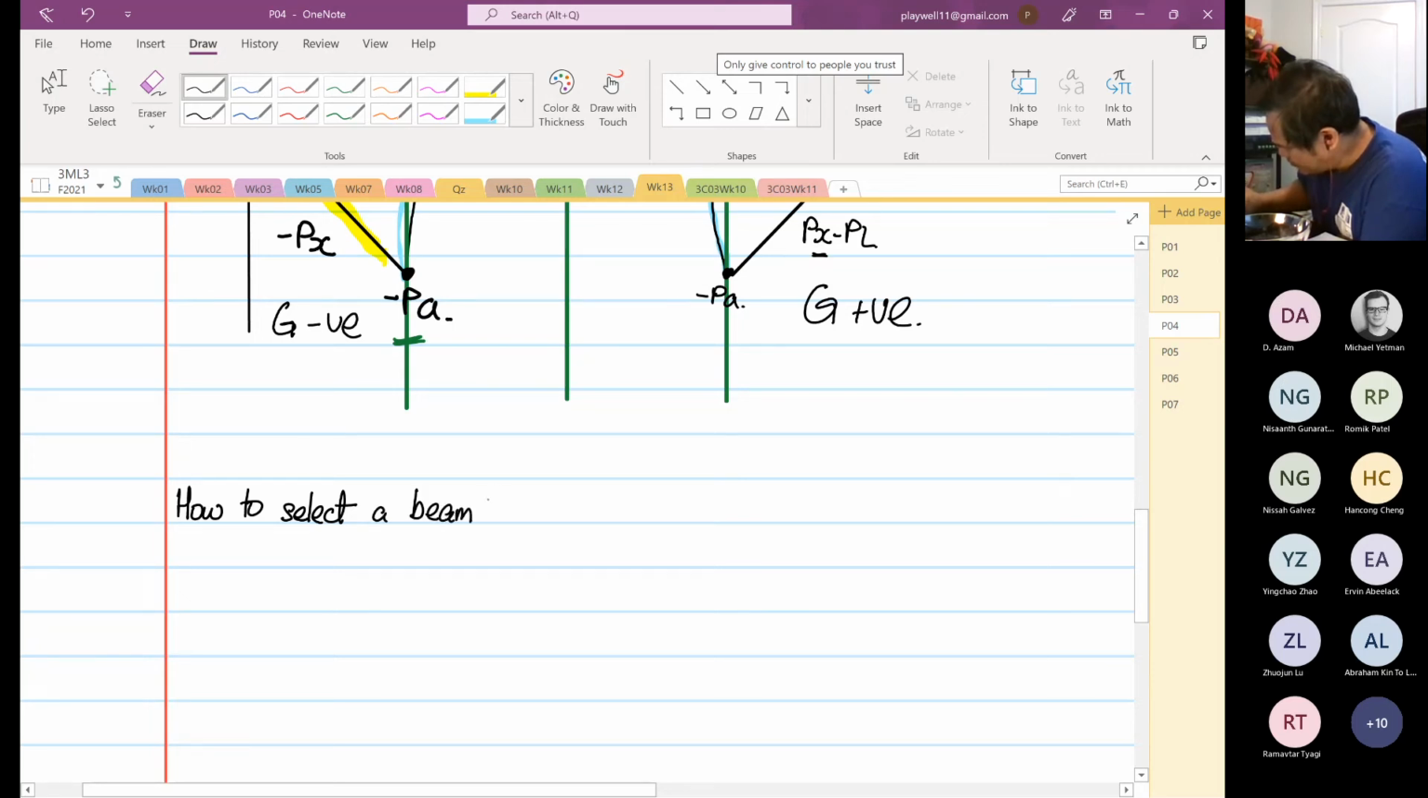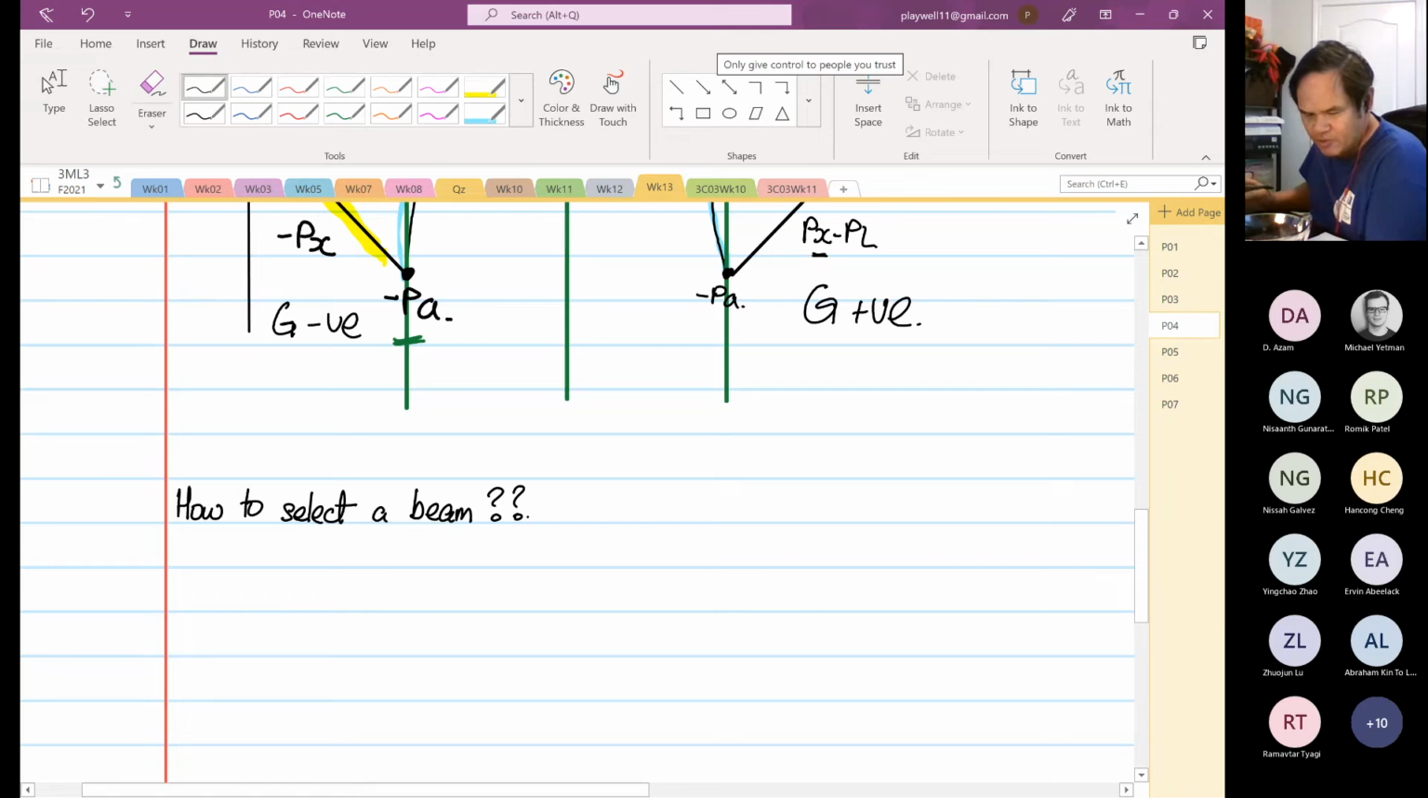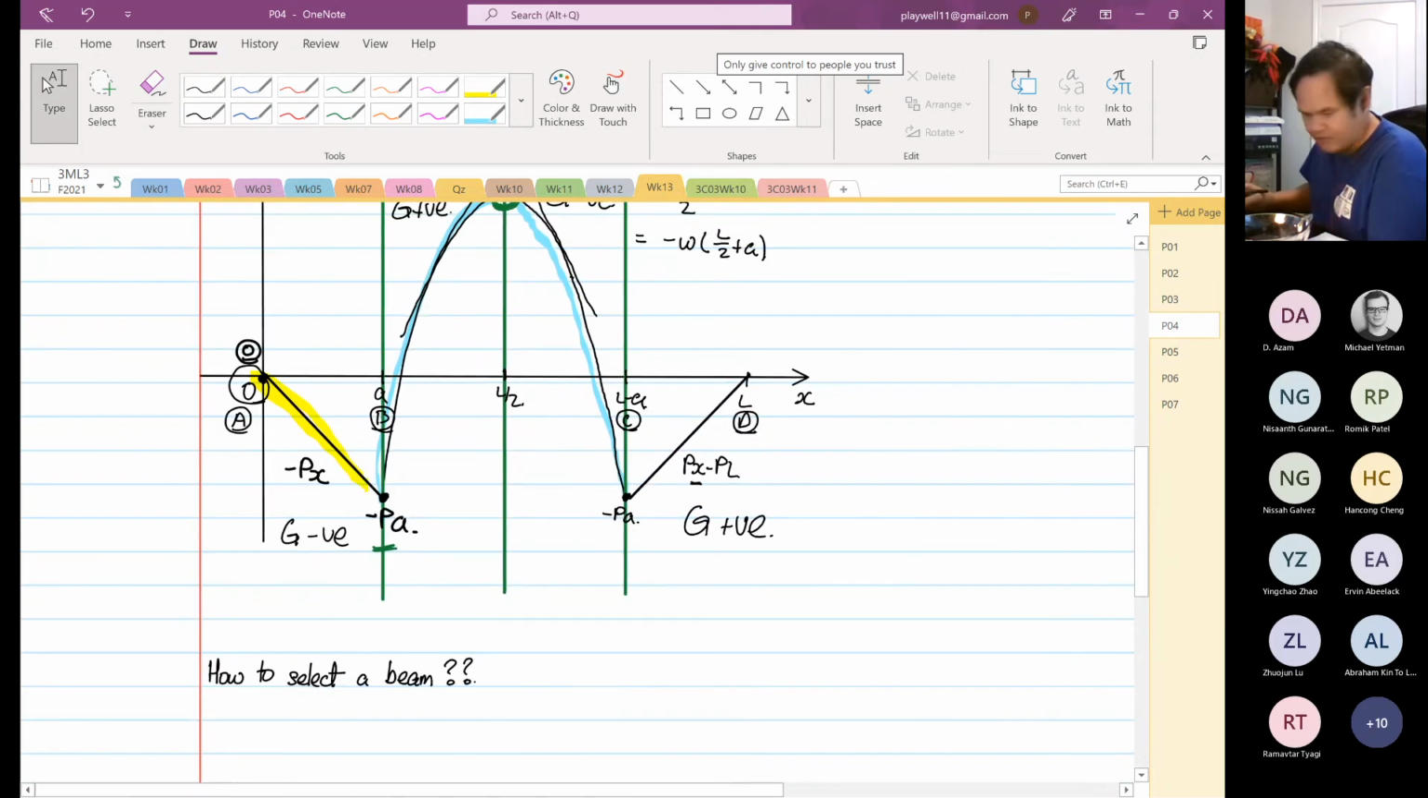Okay, how to select the beam. The only way to do this is you have to know which area is the most critical.